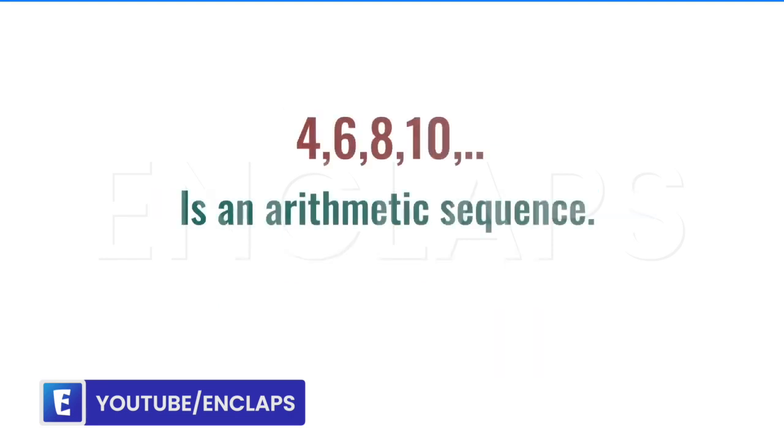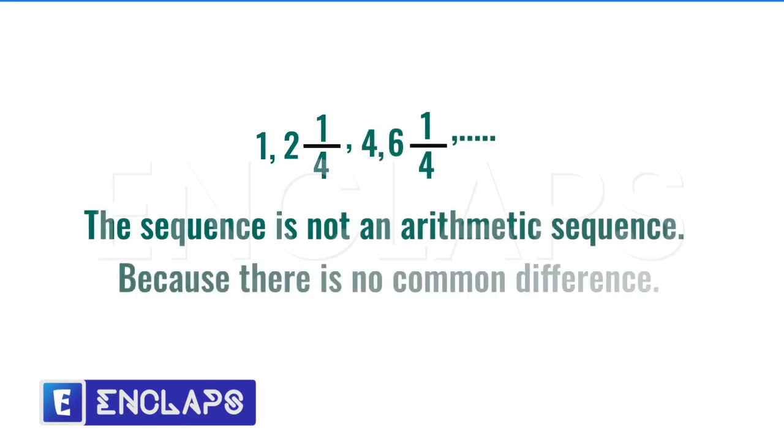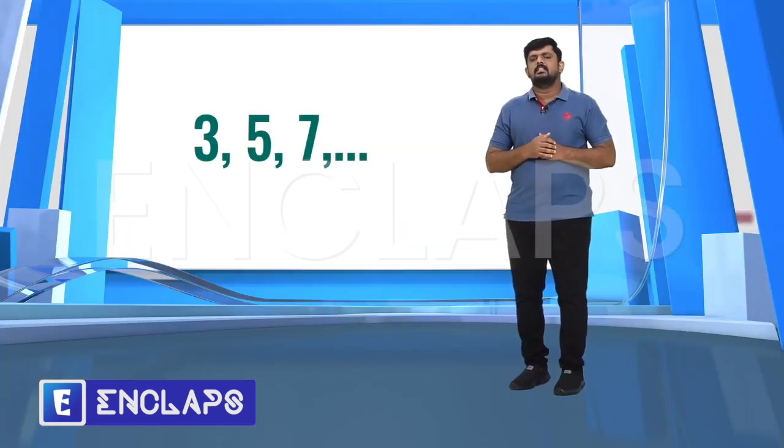The sequence 4, 6, 8, 10, etc. is an arithmetic sequence. If we analyze this sequence, the common difference will be 2. The sequence 1, 2, 1 by 4, 4, 6, 1 by 4 is not an arithmetic sequence because there is no common difference. Now what is the next term in the sequence 3, 5, 7, etc.?